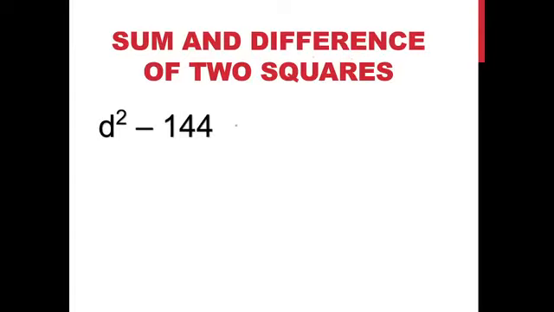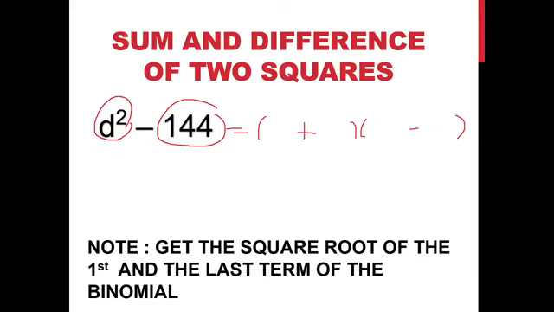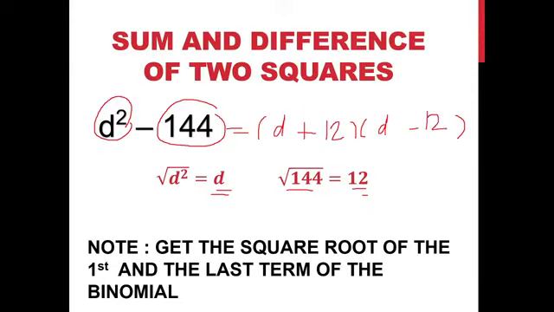So automatically, your factors will be plus and minus. And what are you going to do with this? Get the square root of d squared and 144. Get the square root of the first and the last term of the binomial. So the square root of d squared is d. So you write d here. The square root of the last term, 144, is 12. You write 12 over here. And that's it. That will be the answer. These are your factors. Simple as that.